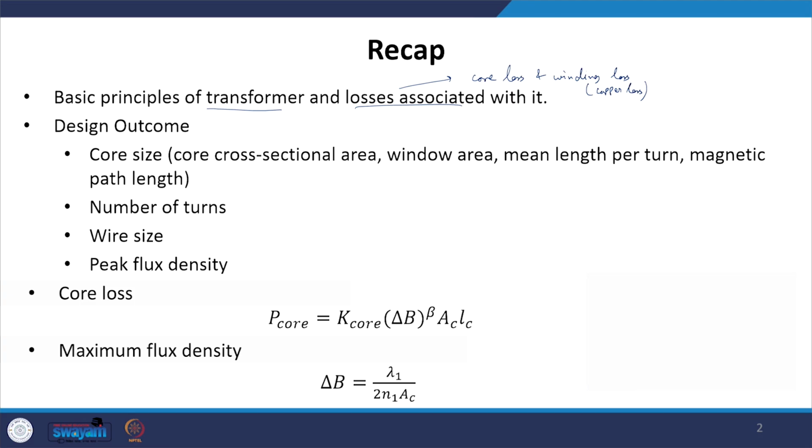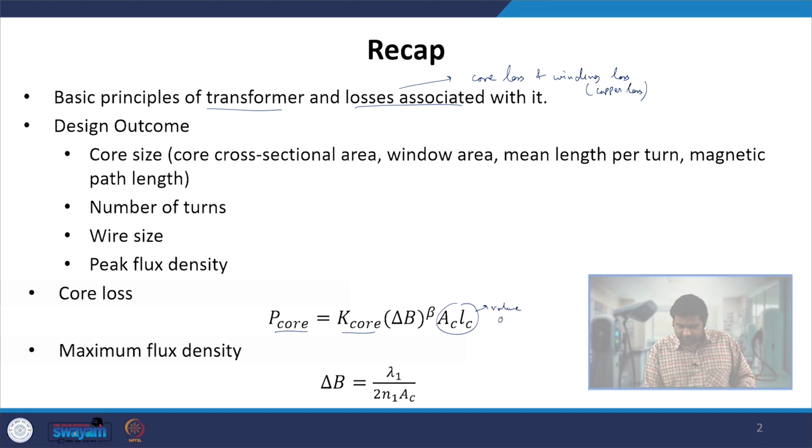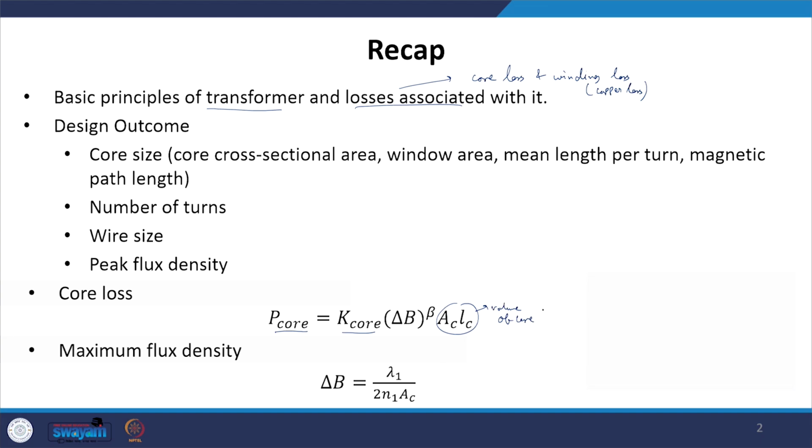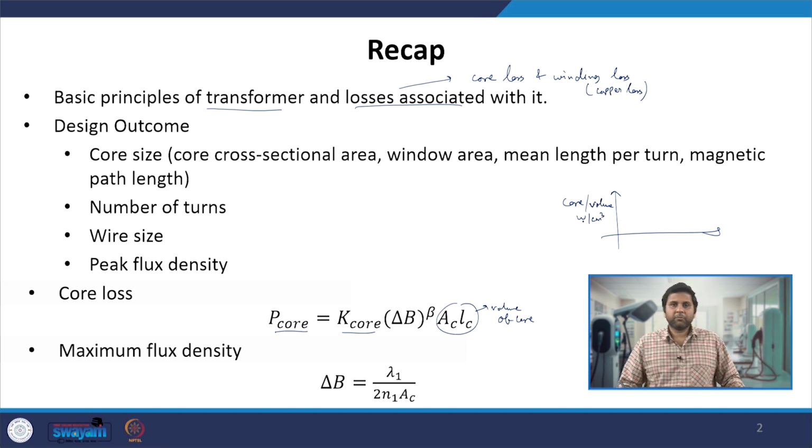Since the eddy current and hysteresis losses cannot be measured separately, or it is difficult to segregate them, manufacturers generally provide the core loss defined as K core multiplied by delta B raised to power beta, times AC LC, which is nothing but the volume of the core. Generally they provide a curve in the data sheet of the core material indicating core loss per unit volume, generally in watt per centimeter cube.